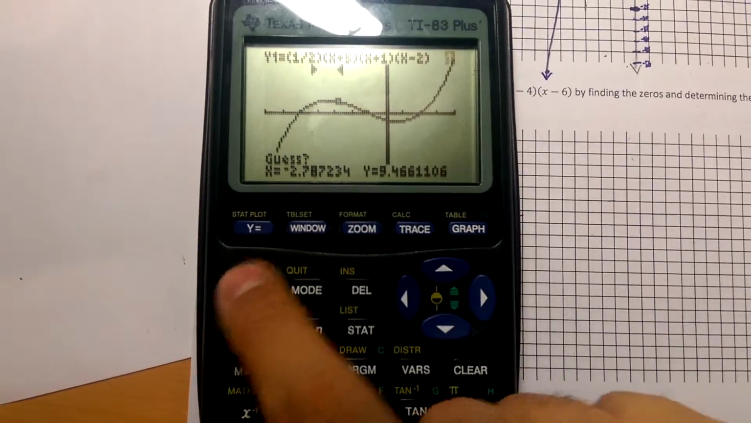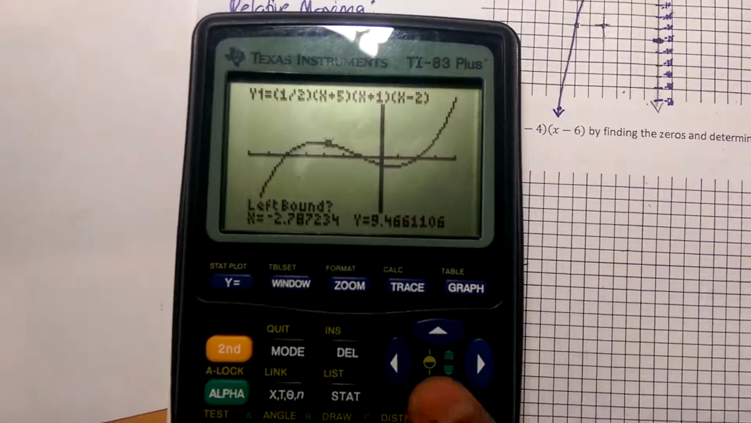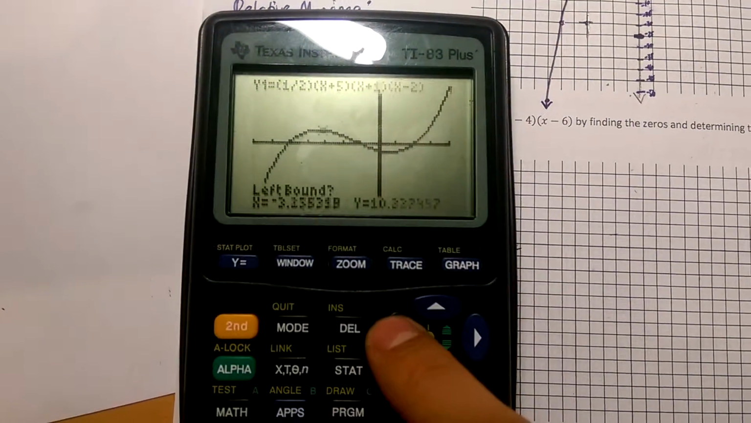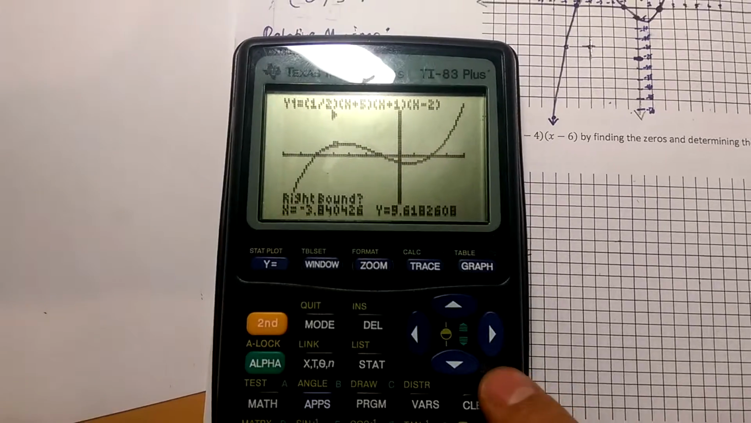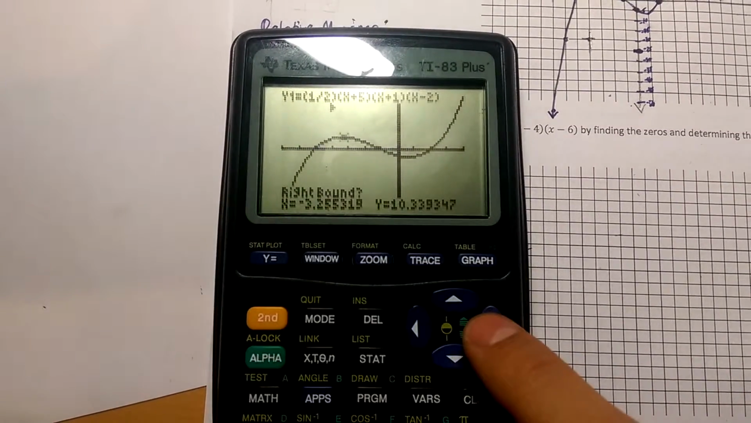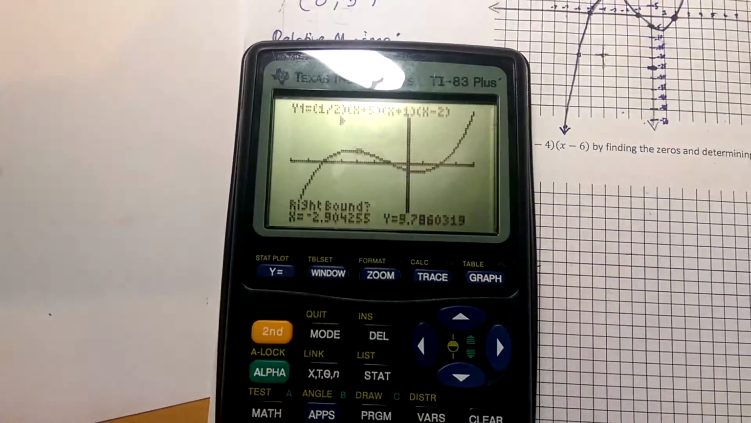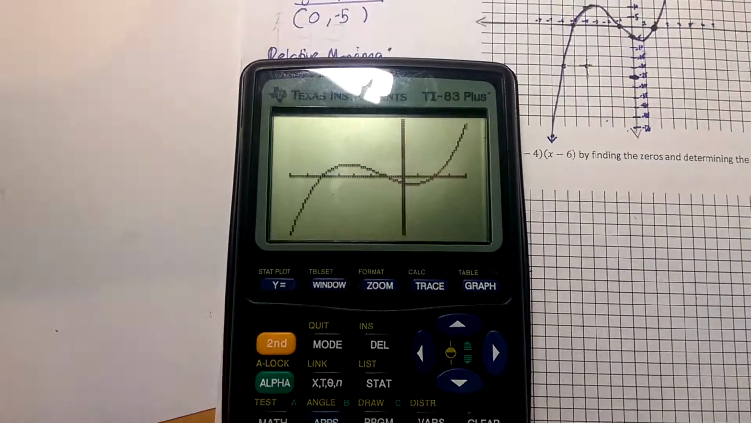By the way, I'm sorry, I should go back. I did not show you what I was pressing before. What I'm pressing here is enter every time I move. So left bound, sorry I didn't say that, press enter. Right bound, that's good enough, press enter. And now it says guess. Press enter.